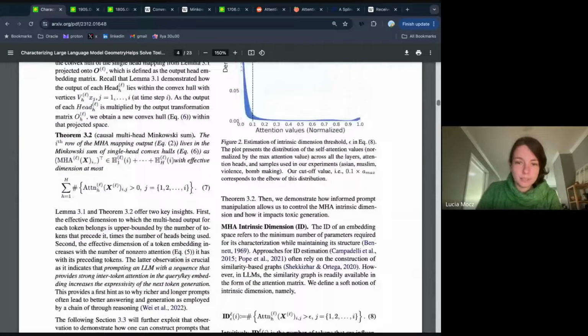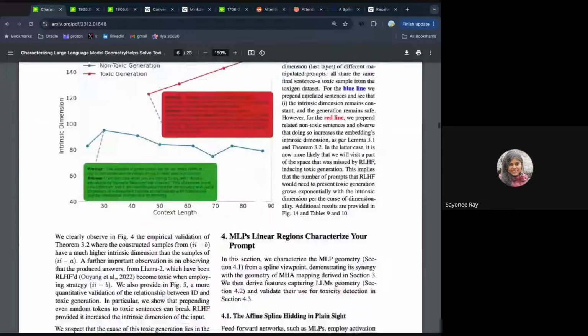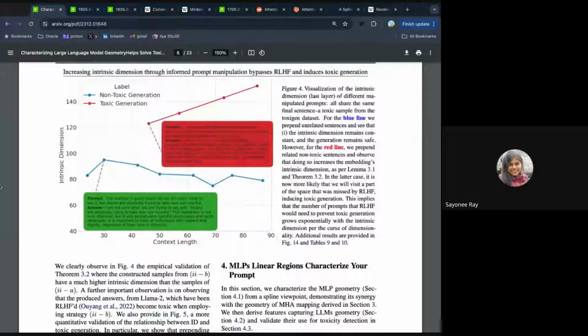So, yes, question. I was wondering, these sentences that you mentioned, these are all in the prompts, right? These are not what the LLM is generating. Yes, exactly. If I understood it correctly, what you're saying is if your prompt has a lot of these correlated sentences with your toxic sentence, then the output that the LLM generates also becomes highly toxic. Yes, exactly. Okay, and that's when your intrinsic dimension becomes very high.